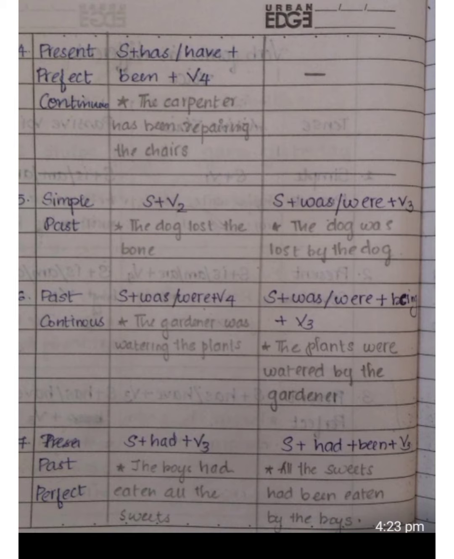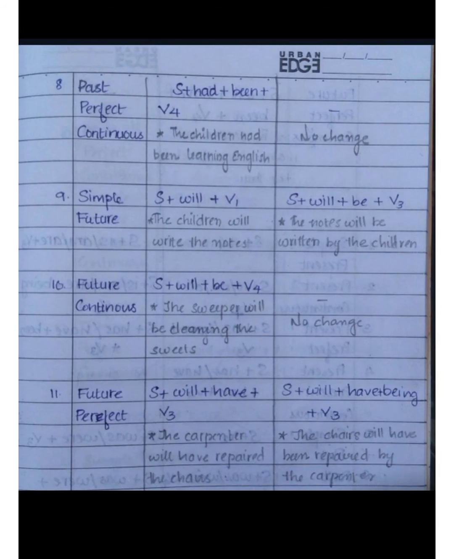If the active voice is in past perfect tense, like subject plus had plus V3 form of the verb, it will change into subject plus had been plus V3 form of the verb. Like for example, the boys had eaten all the sweets. The passive form will be all the sweets had been eaten by the boys. If the active voice is in past perfect continuous tense, like subject plus had been plus ing form of the word, there will be no change.